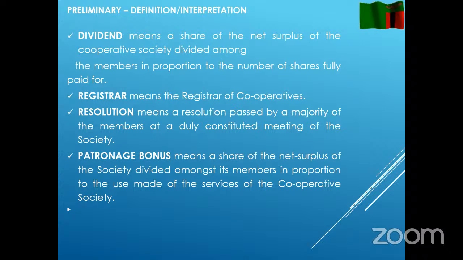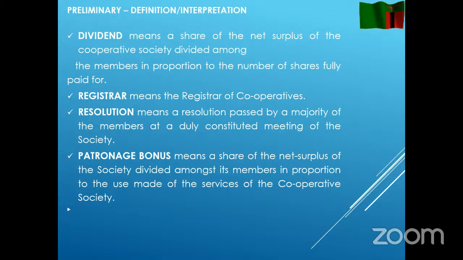So for all the full shares, a portion of the net surplus or the profit, so that it also motivates them, that at least the investment that the members have made is actually getting rewarded by the operations of the cooperative. Of course, we have the registrar, who gives out certificates, under whose office I belong. Then you define a resolution.